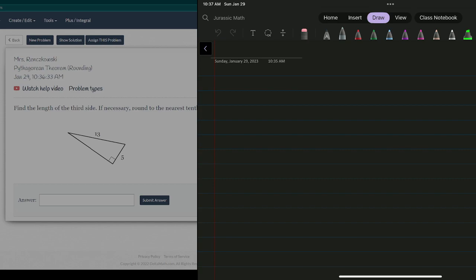So this week we started going over Pythagorean's theorem, and here we have some problems. We just need to know that we are going to have to round. So the first thing I'm going to do, of course, is draw my Pythagorean triangle. And we know this is going to be Pythagorean theorem because there is a right angle in it. This side is 13. This side is 5, and we need to find this side.